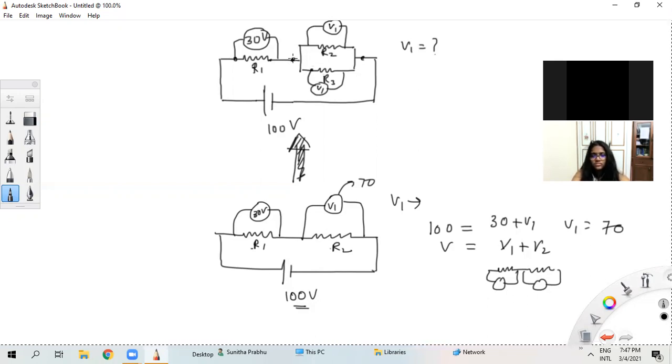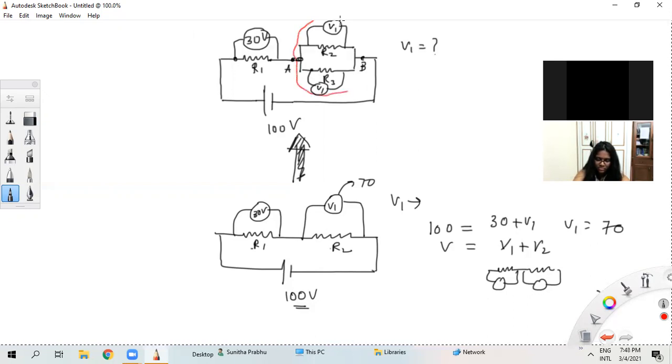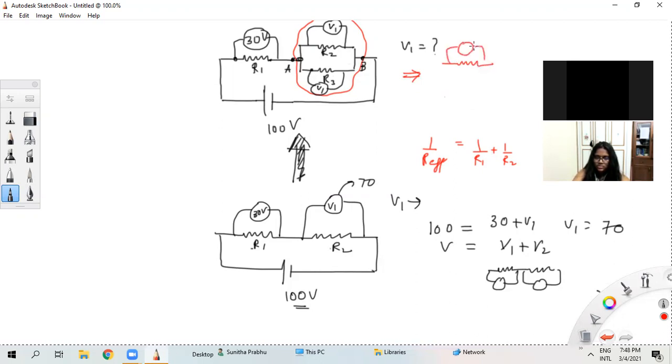That means between this point, before the branching out happened, I'll call this point A, and I'll call this point B. These two fellows together can be thought of as one resistance, no? We know that R effective: 1 by R effective equals 1 by R2 plus 1 by R3. So this circuit can be thought of as one R1 fellow, having 30 volts across him, and R2 and R3 together as some R effective. What will be the voltage across this? That is what we are trying to find out.